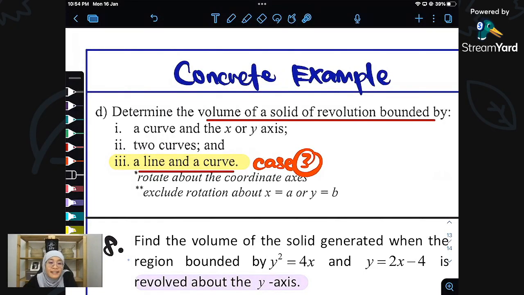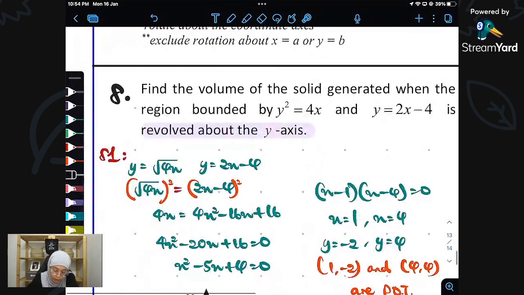Hello everyone, Assalamualaikum. In this video, we will determine the volume of a solid of revolution bounded by a line and a curve. This will be case number 3. Let's have a look at the question.